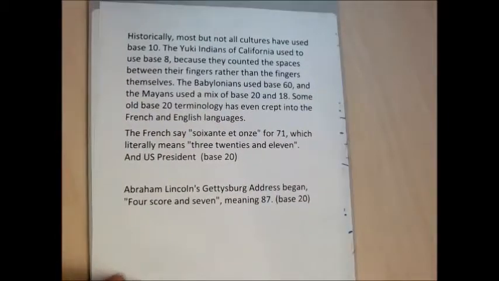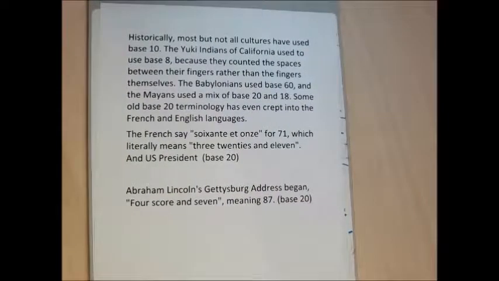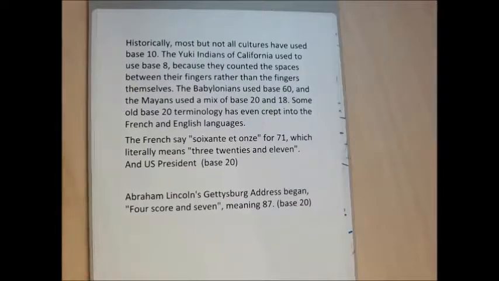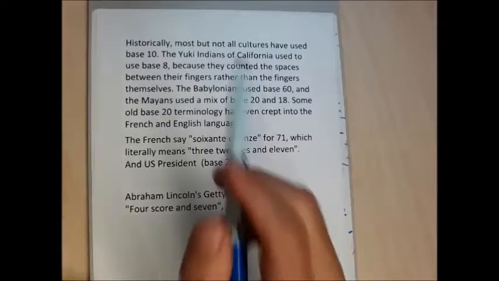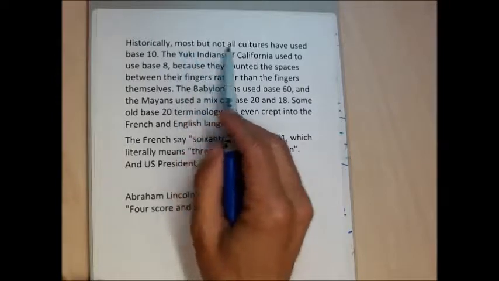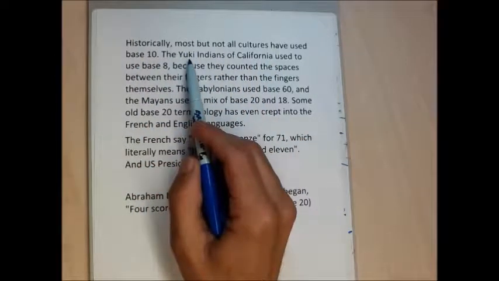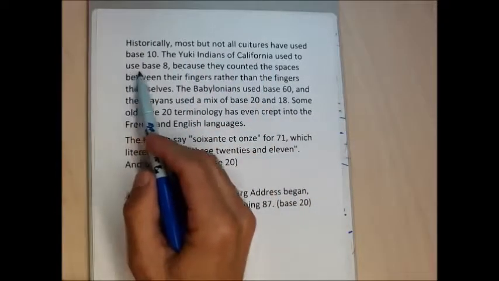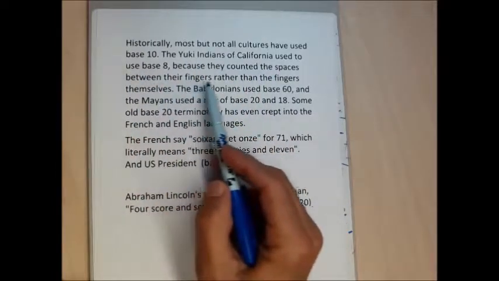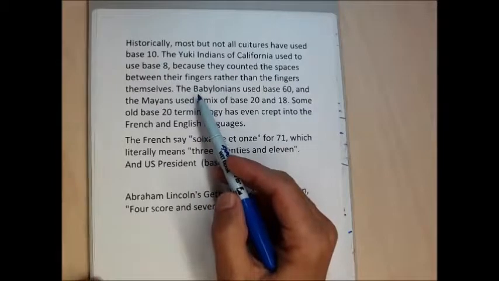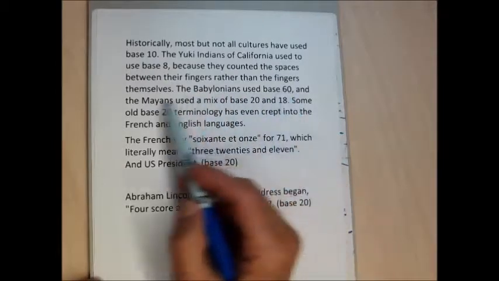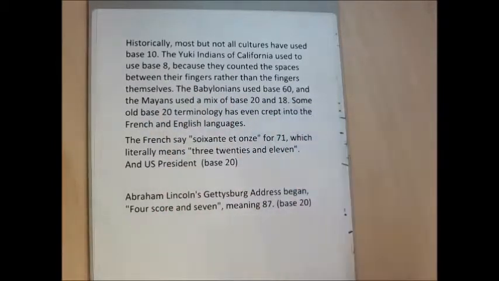I found some other things on the internet that I thought were interesting, just about different number bases, so I'll just read through this. Historically, most but not all cultures have used base 10. The Yuki Indians of California used base 8 because they count the spaces between their fingers rather than the fingers themselves. The Babylonians used base 60, and the Mayans used a mix of base 20 and base 18. I'm sure I copied this from Wikipedia. I'm assuming that it's true.